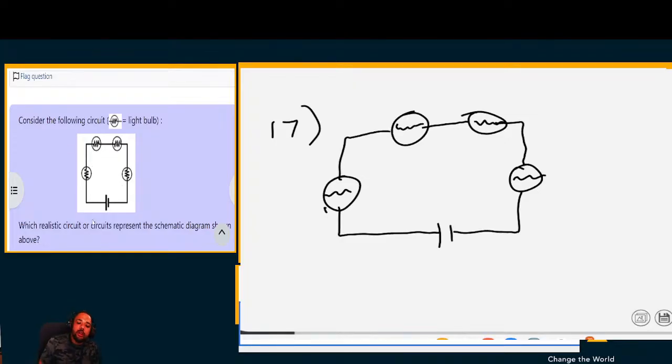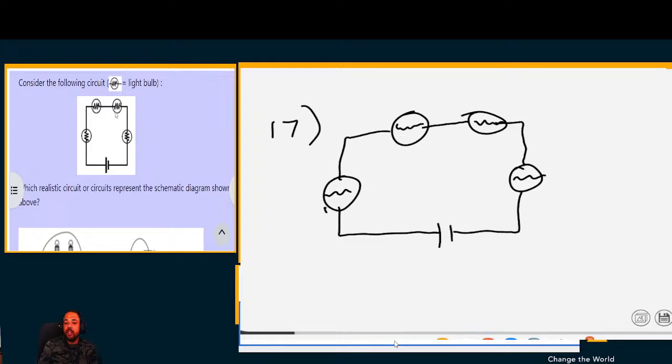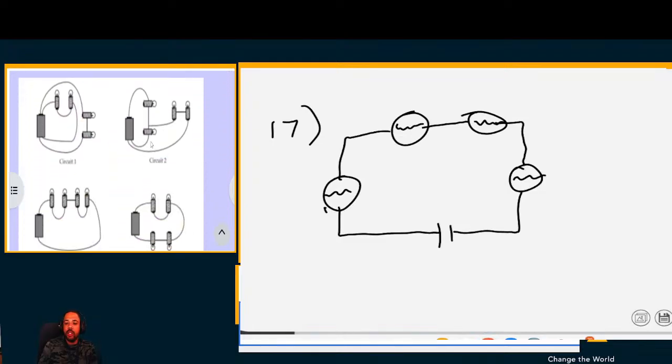Which of the realistic circuits is represented by that circuit? Which of the following drawings is represented by that circuit? Can someone please hazard a guess? Look at those four circuits and then tell me which one of those circuits can be represented by the drawing I just made there. I'm going to give you a few, two minutes or so. Which one of them can be represented by that circuit I just drew?